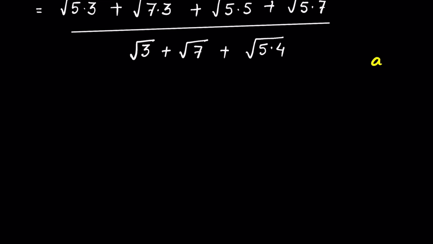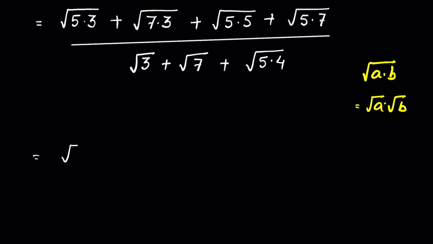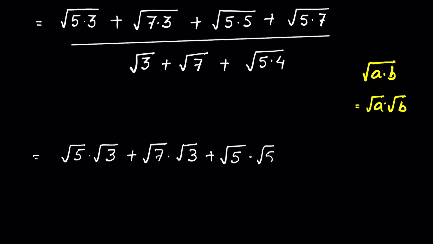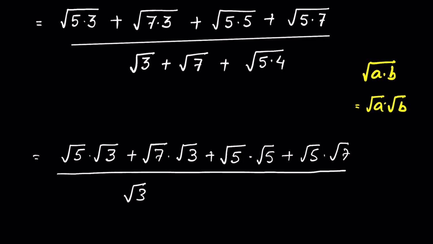Now when a times b is under square root, we can write it as square root of a times square root of b. So here we can write square root of 5 times square root of 3, plus square root of 7 times square root of 3, plus square root of 5 times square root of 5, plus square root of 5 times square root of 7. Then upon square root of 3 plus square root of 7 plus square root of 4 times square root of 5.